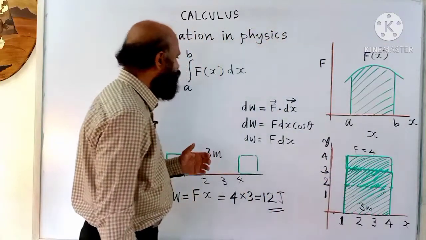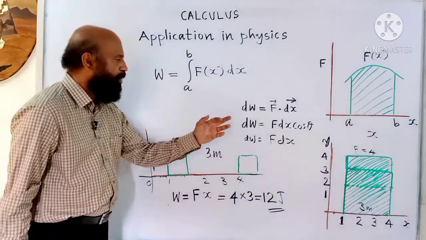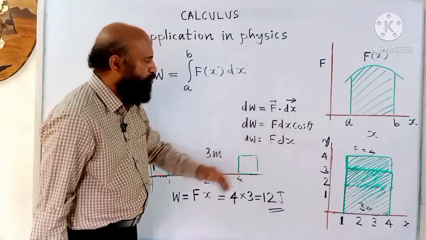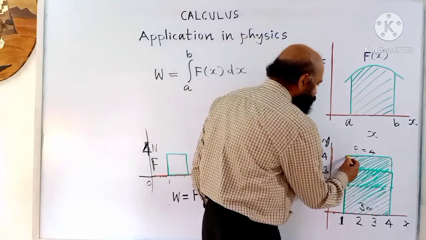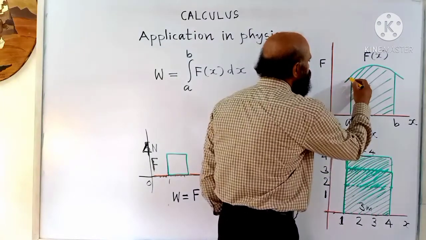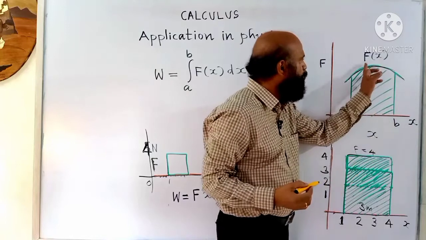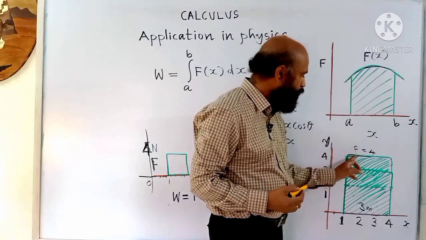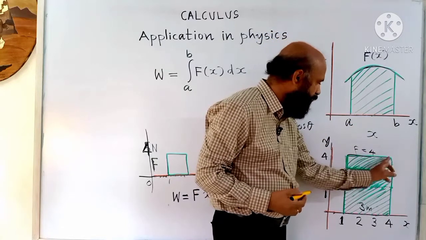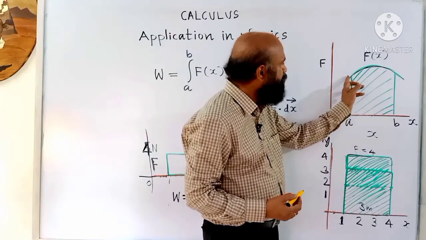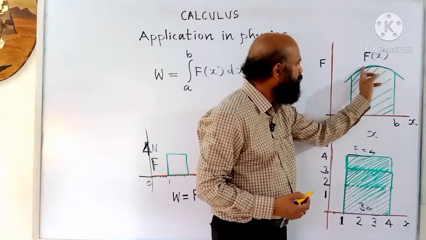Suppose now the force is not a constant force. When force is not constant, the graph will be like this. It's a function of displacement, f of x. Here it is a constant force, so f is equal to 4, and you get a straight line parallel to the x-axis. When force is going on changing, it can be represented like this.